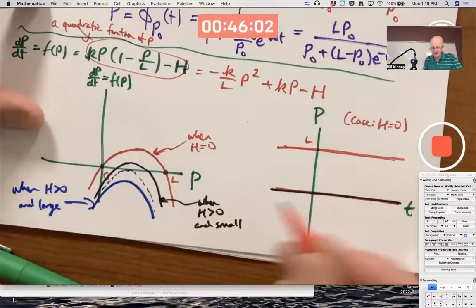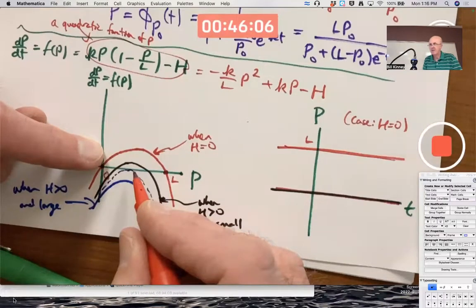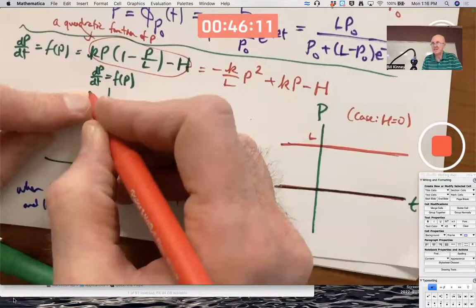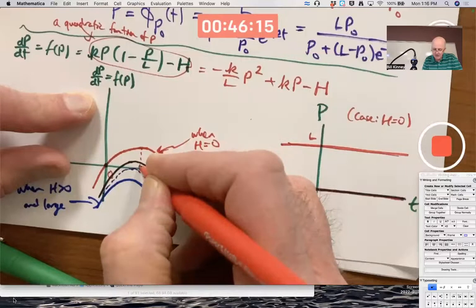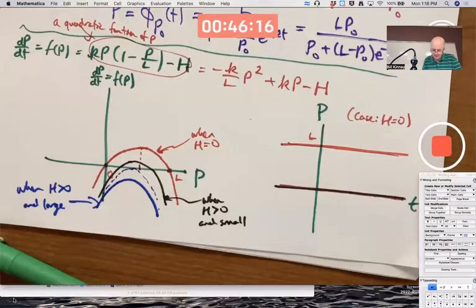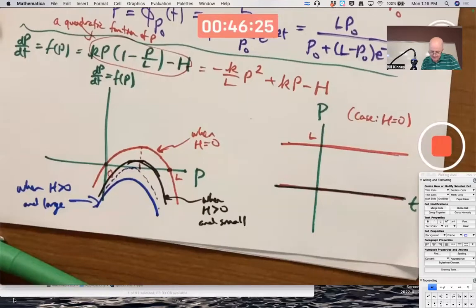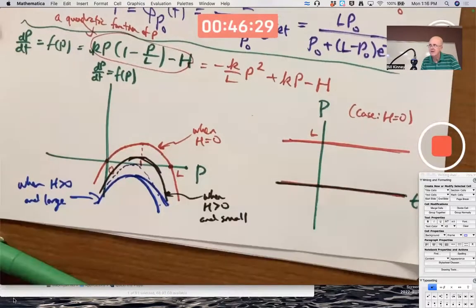What do other solutions look like? When P is between 0 and L, the population is growing. This function has positive output, dP/dt, so slopes of solutions are positive. In fact, they're maximized at L over 2. And these other graphs should be maximized there as well, but I didn't draw that. Pretend the drawing is better than it is.